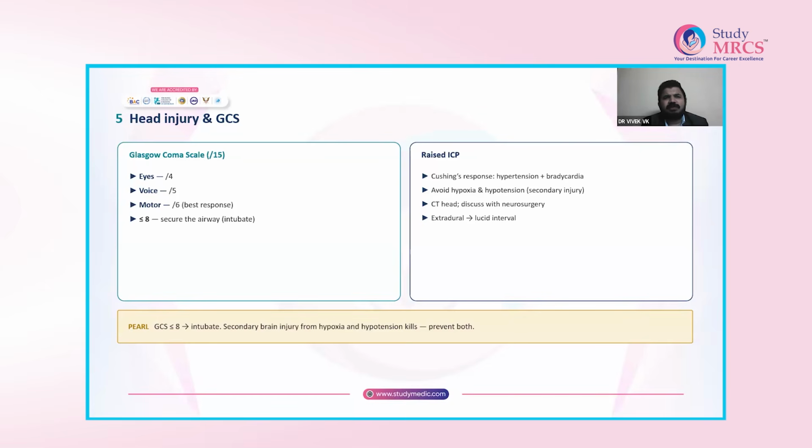So the maximum score a normal patient is having is 15. The minimum score is, each of these having 1 score minimum. So the minimum score will be 3 out of 15. Suppose the patient's GCS score is less than or equal to 8, that means you have to secure the airway, you have to intubate the patient.